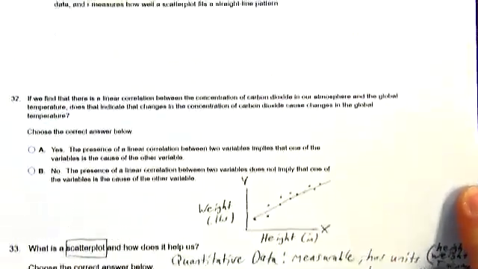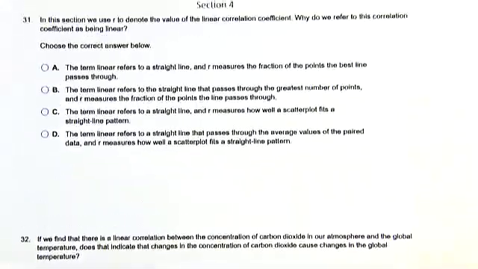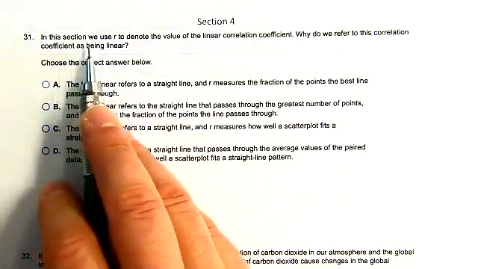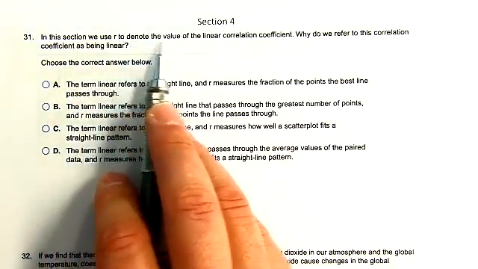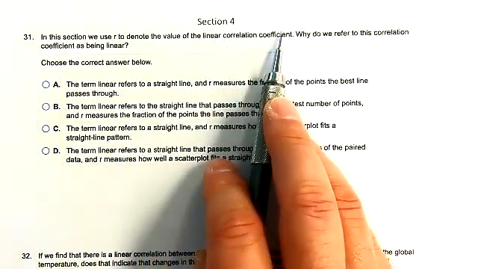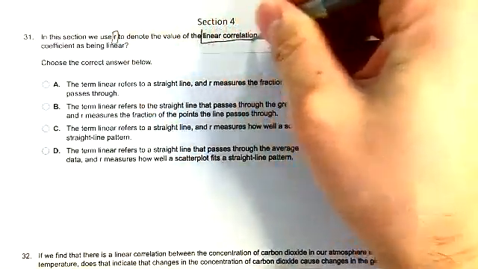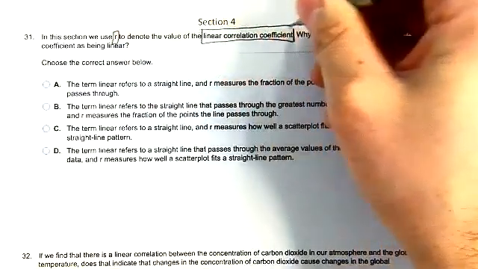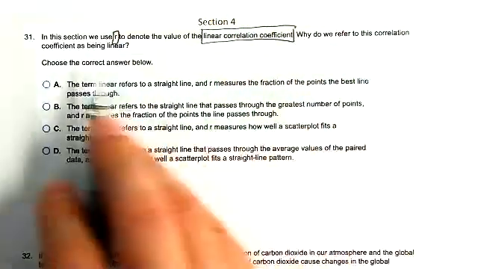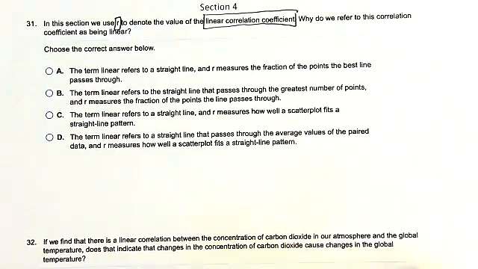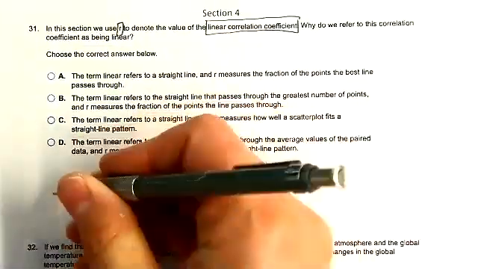Okay, let's go back to 31 then. We skipped over that. In this section, we use R to denote the value of the linear correlation coefficient. So R stands for linear correlation coefficient. Why do we refer to this correlation coefficient as being linear? Okay. So R is a measure of how straight of a line those dots are.